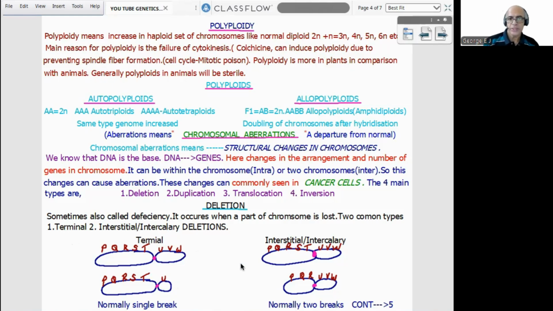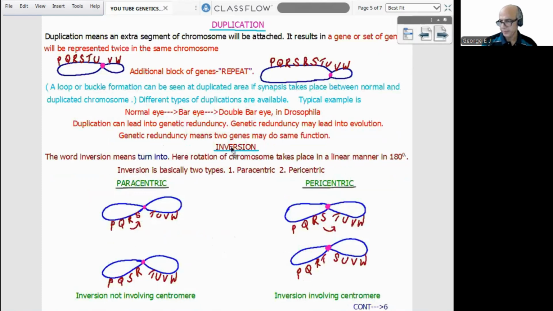This is interstitial, in between, or intercalary. Here what happens is PQR, ST is lost, UVW is there. So breaks should take place here and here. So normally two breaks are needed for interstitial deletion. The diagram is very clear. Usual theory and entrance question. Hoping that is clear. Now we can proceed to the next aberration.